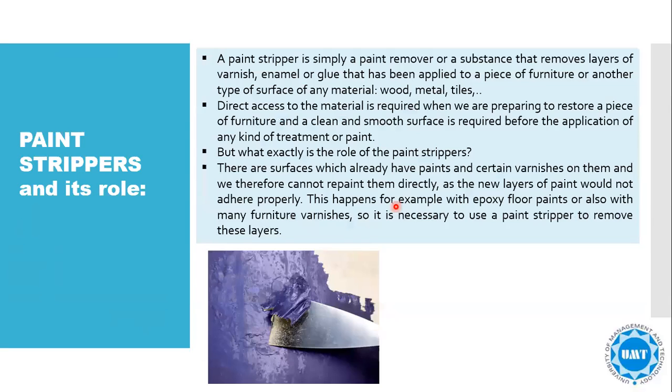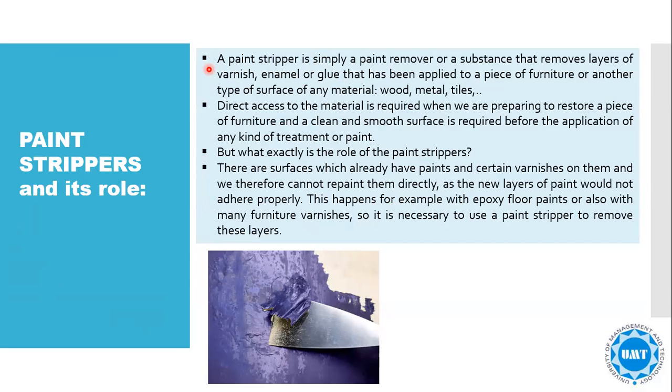So what is a paint stripper and what is its role? A paint stripper is simply a paint remover, a substance that removes layers of varnish, enamel, or glue that have been applied to a piece of furniture or another type of surface of any material, for example, wood, metal, and tiles.